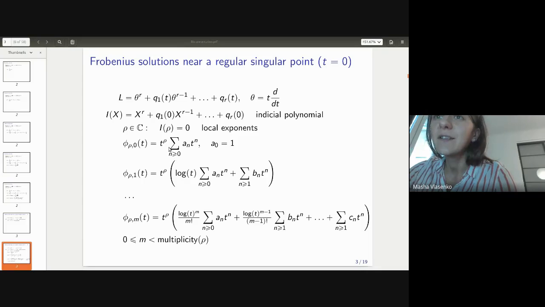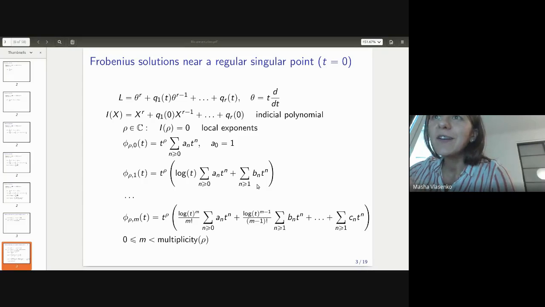They are written here. So this is always t to the rho times a polynomial in the log of t with coefficients in the power series. All power series here are convergent. They are analytic functions in some neighborhood of 0. And what else can we say?